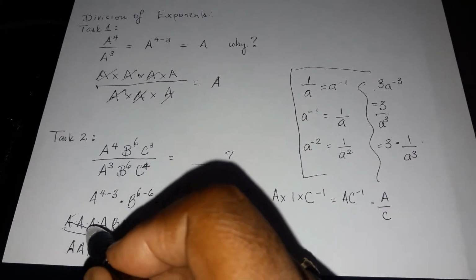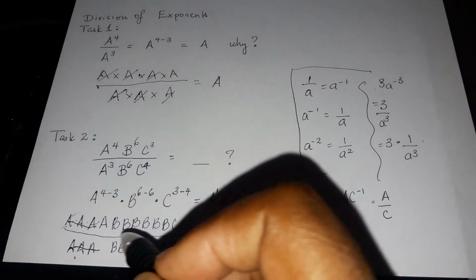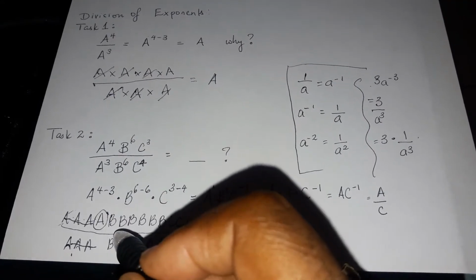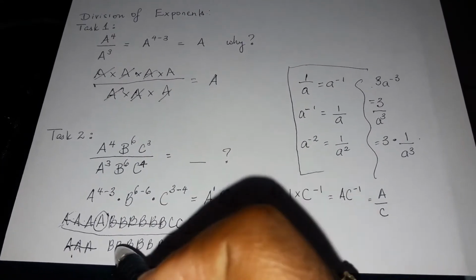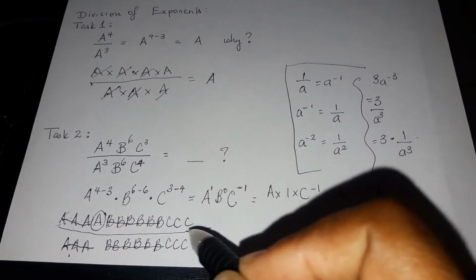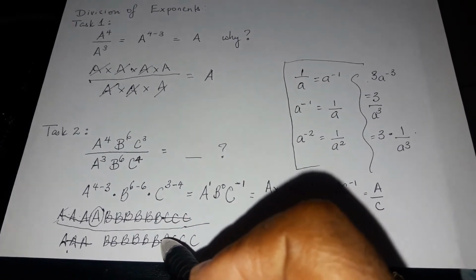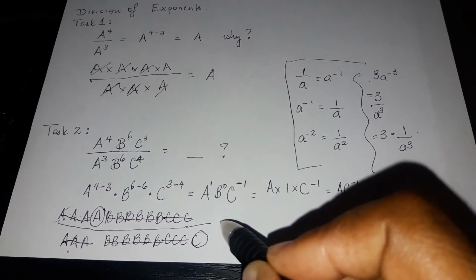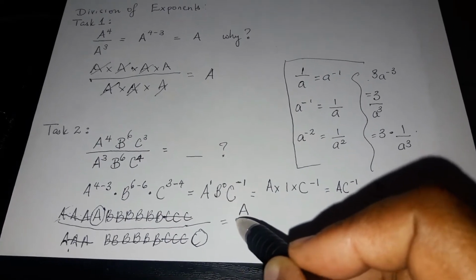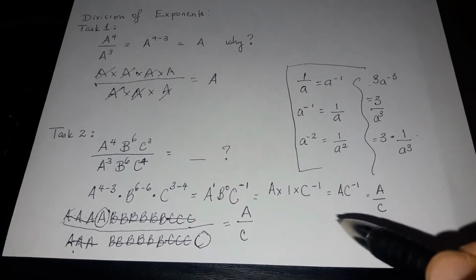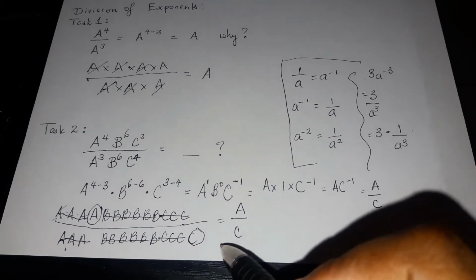You have 3 a's, so that's left back. 6 b's all cancel because you had the same count down here, and you had 3 c's. And if you look at it, you have a over c. Is it not the same thing? Of course.